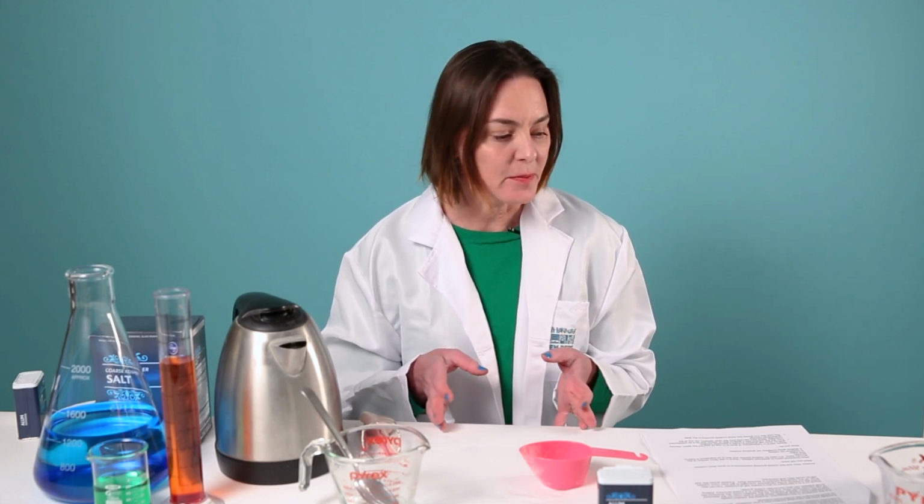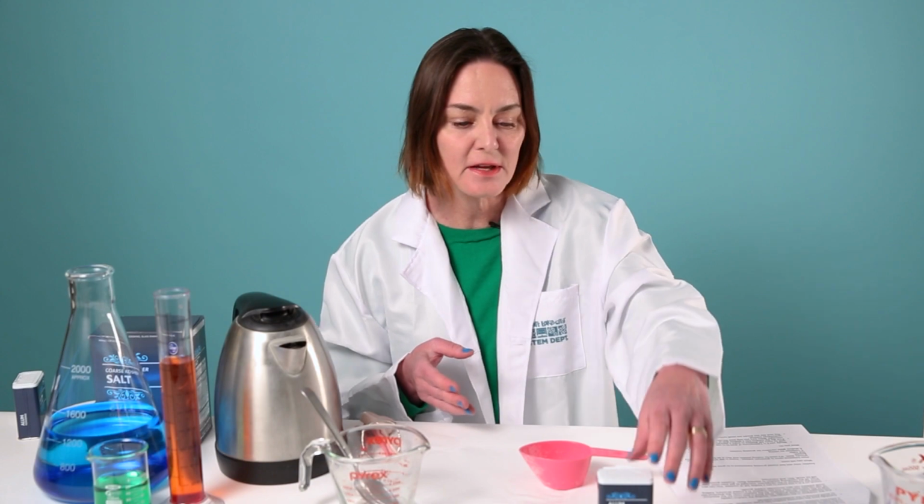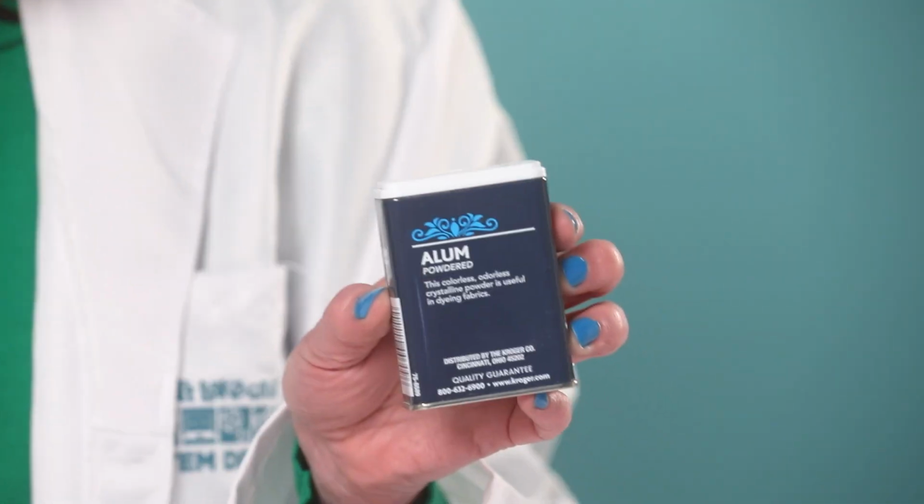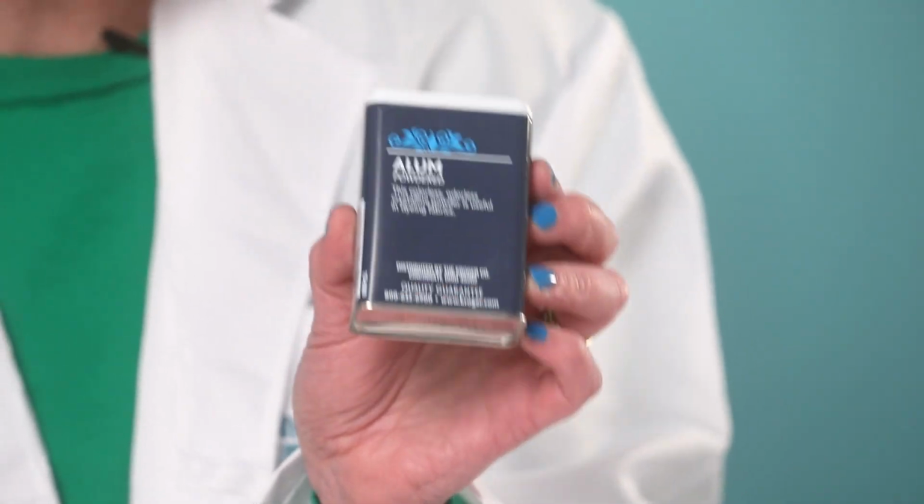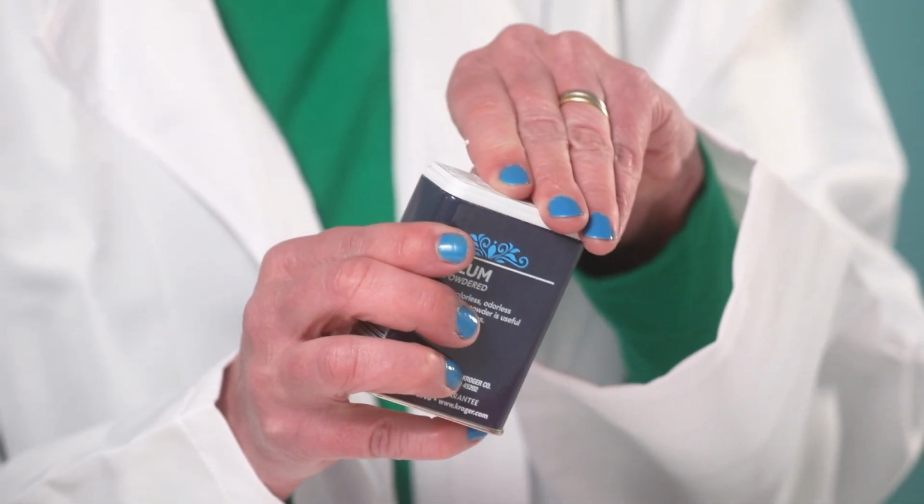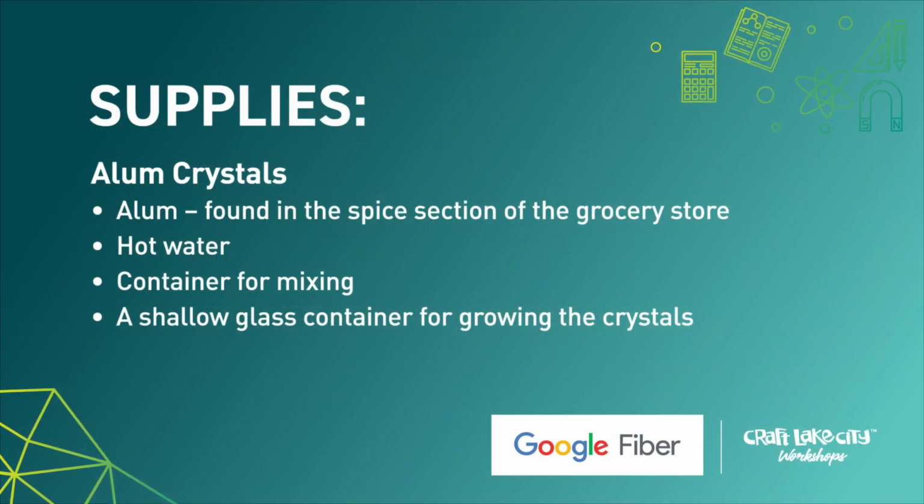So this next experiment shows you another type of crystal that is easy to grow at home, and it's using another type of chemical called alum. Alum is actually aluminum sulfate. You find this in the grocery store in the spice section, and people use it for pickling and other types of preserving food. But we're going to use it to grow crystals.